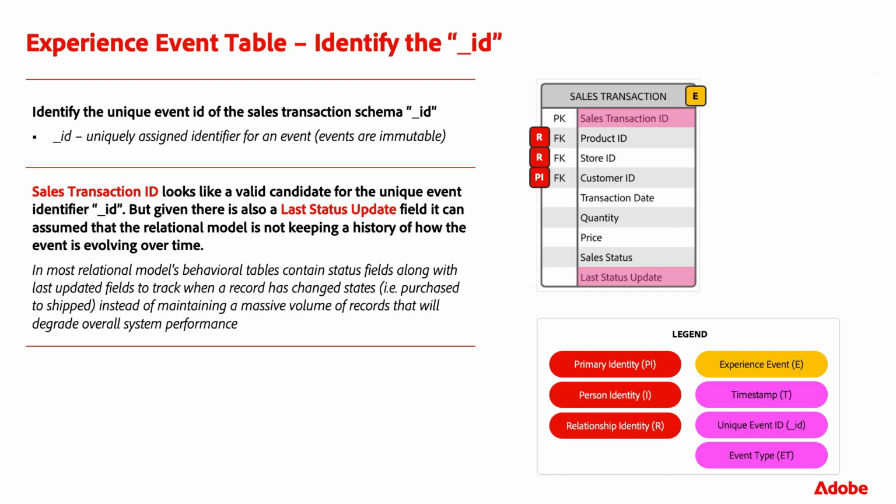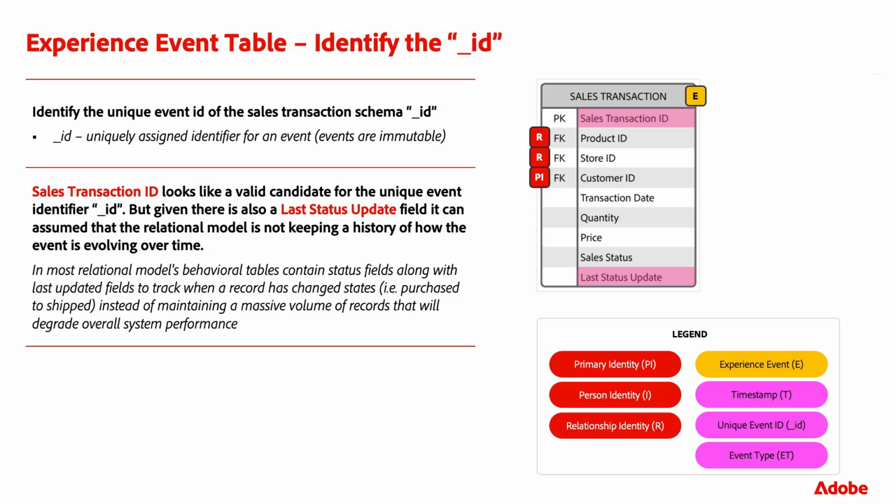In the NoSQL system of the real-time customer profile, the marketer could easily define an audience of people who, say, placed an order, followed immediately by a cancellation, and where that exact sequence happened in under 30 minutes. That's the power of an immutable event. So, what do you do? You can't use the sales transaction ID as the ID, as we said it's mutable. So the answer is you need to create the _ID.